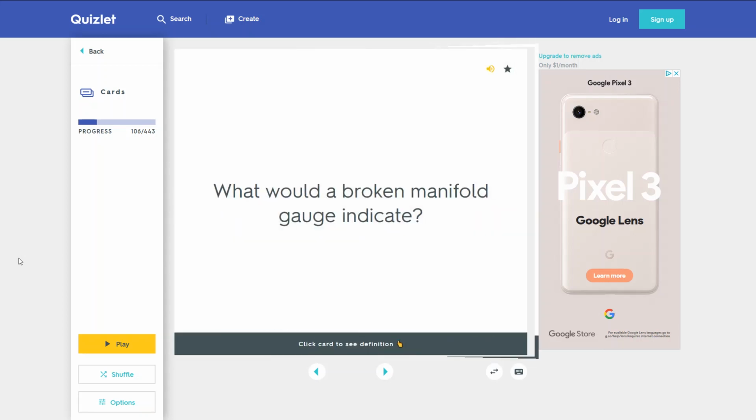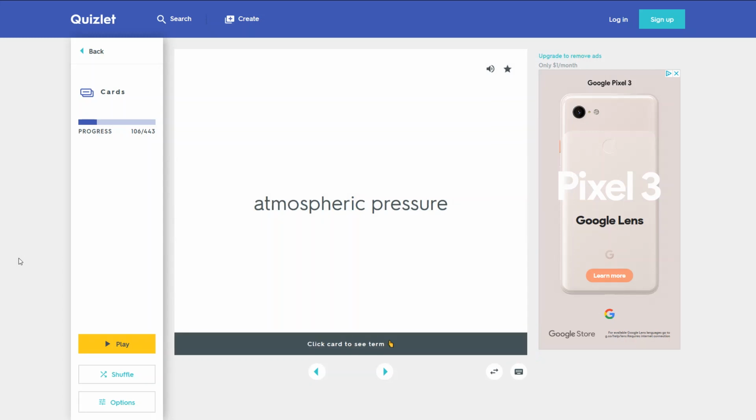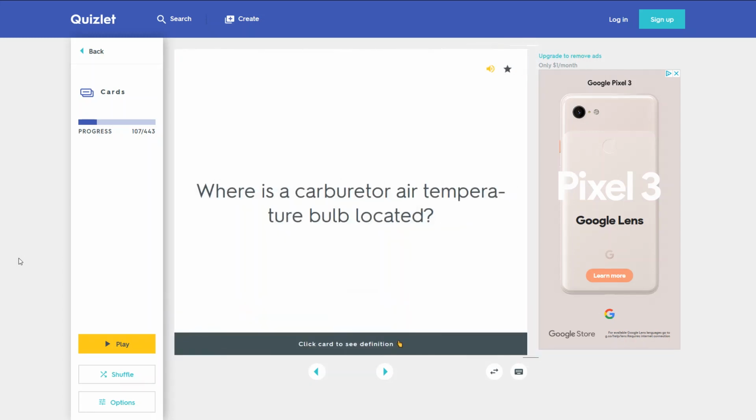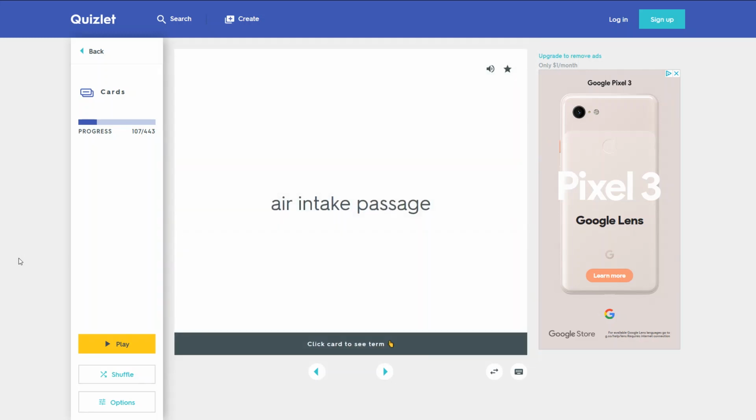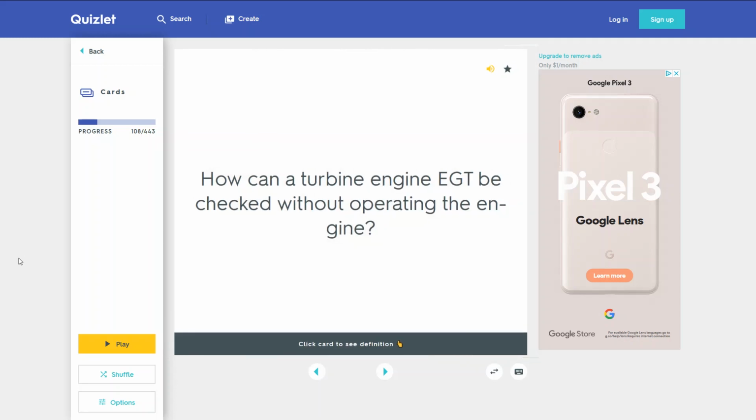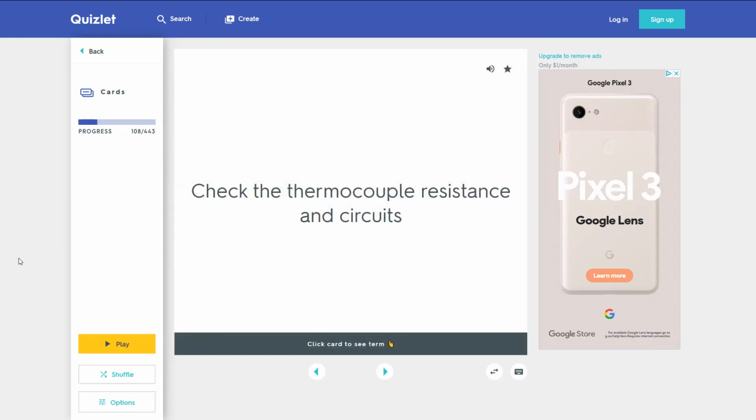What would a broken manifold gauge indicate? Atmospheric pressure. Where is a carburetor air temperature bulb located? Air intake passage. How can a turbine engine EGT be checked without operating the engine? Check the thermocouple resistance and circuits.